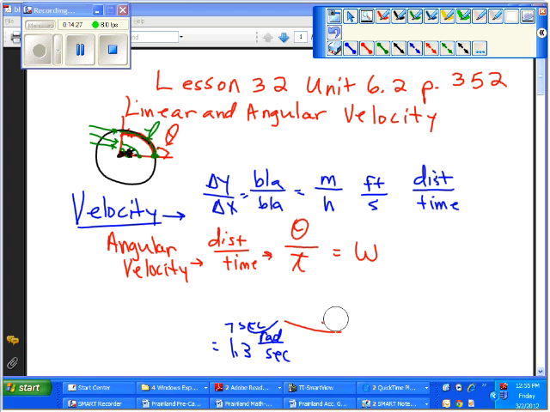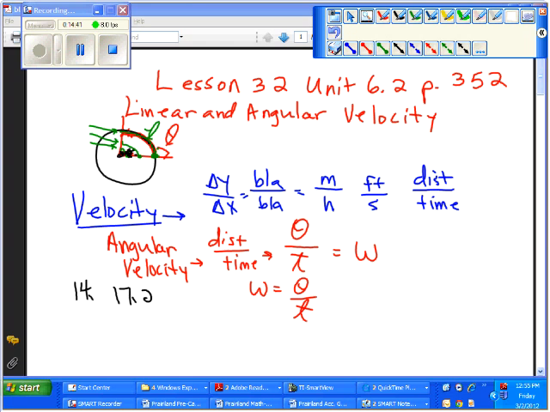I'll put my formula back in just a second. So we've got our formula again. Omega is equal to theta divided by time. Number 14 said 17.2 revolutions in 12 seconds.